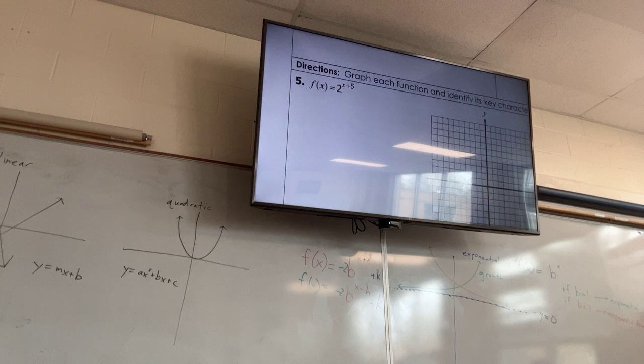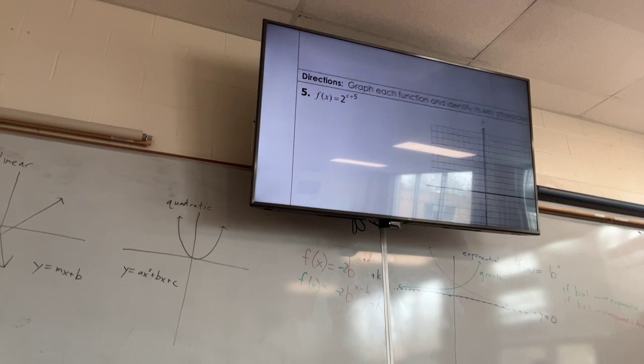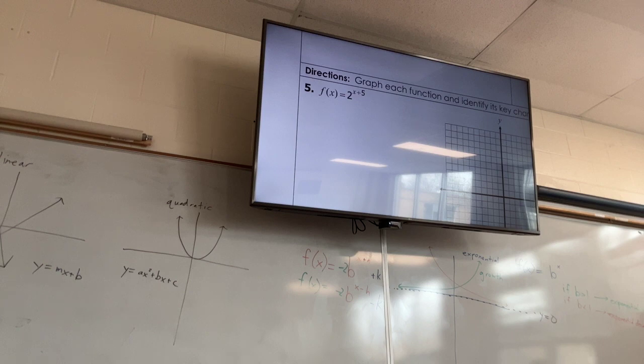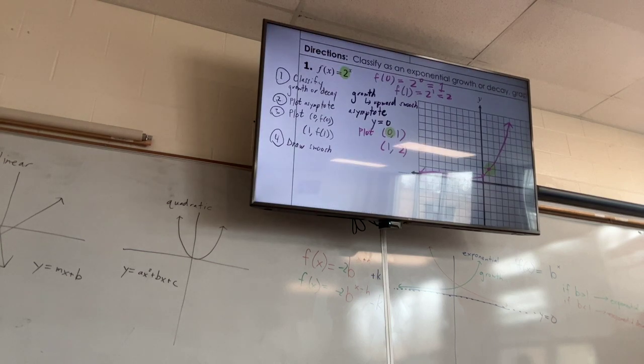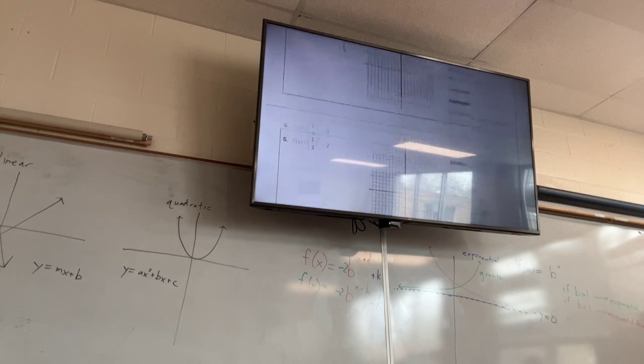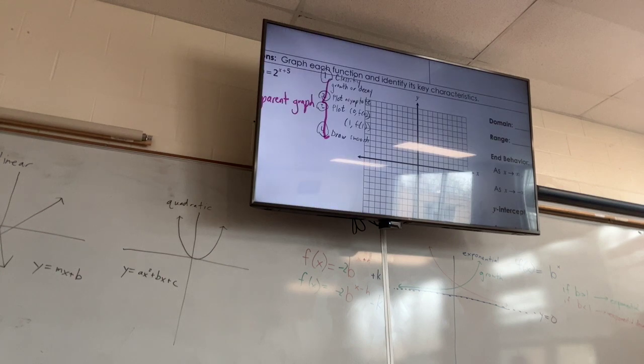Okay, so now we're going to graph these a little more complicated ones. The first step for these is you're going to plot the parent graph. These 4 steps we talked about above, right?